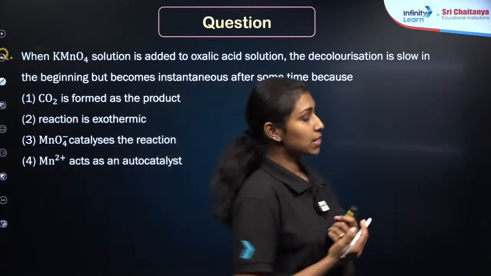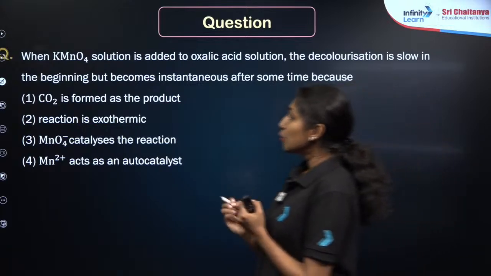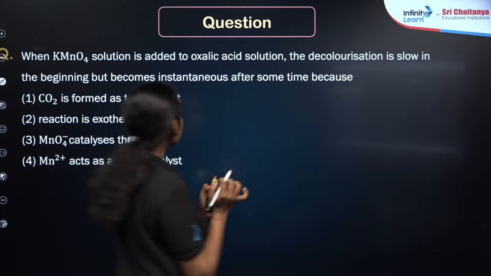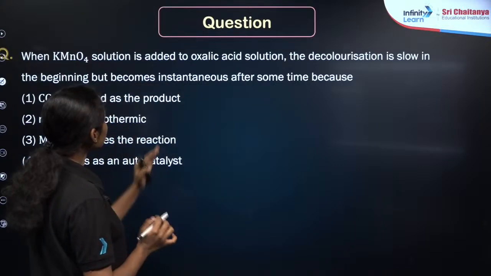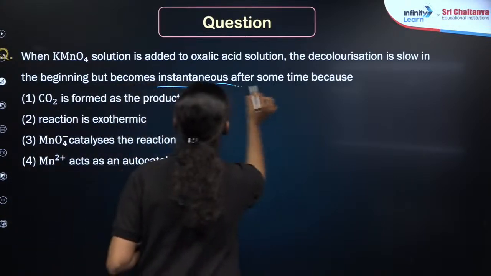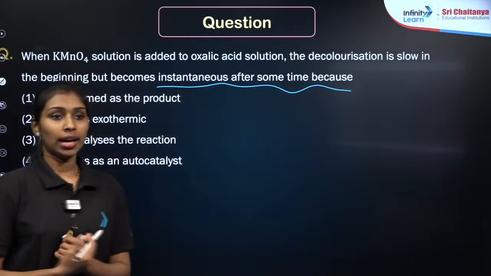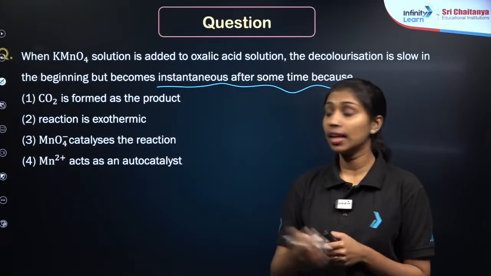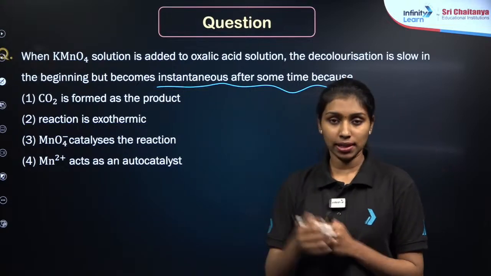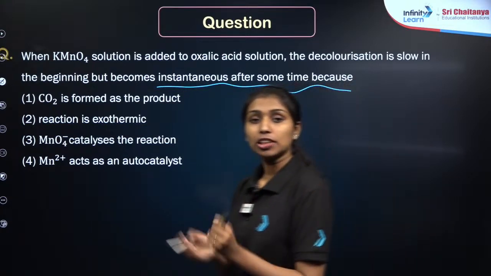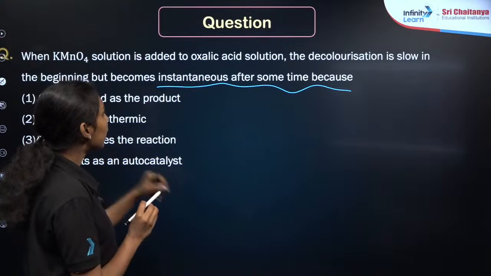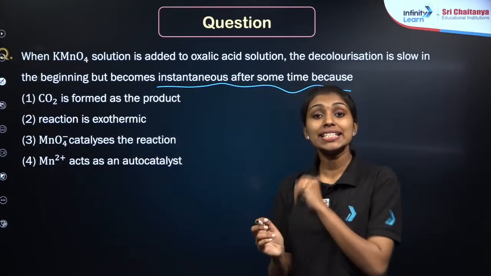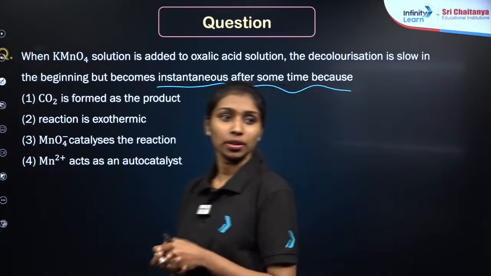Now, what about this question? When KMnO4 solution is added to oxalic acid, the decolorization is slow in the beginning, but it becomes instantaneous after some time. What is the reason behind that? In the case of permanganate titration with oxalic acid, whenever we are adding KMnO4 to the oxalic acid, at the beginning of the reaction there will be a small color change, right? The decolorization is very slow. But at the middle or towards the end of the reaction, it becomes instantaneous. What will be the reason?